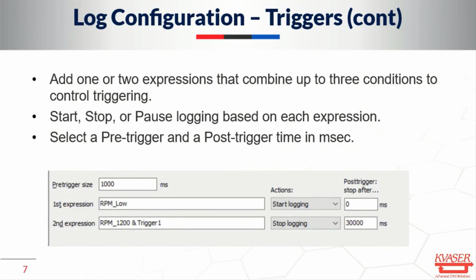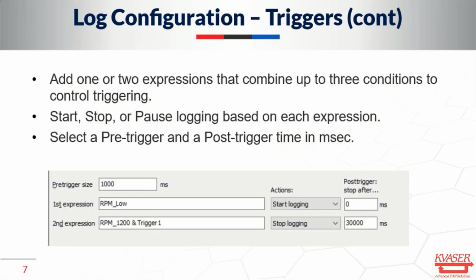Add one or two expressions that combine up to 3 conditions to control triggering. So what I mean here is, you defined a few conditions, less than, equal to values to trigger on. You can put some expressions, and you can say, well, I want these 2 conditions both to be true in order to trigger. So in this case, I've got an RPM low expression, and my second expression I've got defined as RPM 1200 and trigger 1.